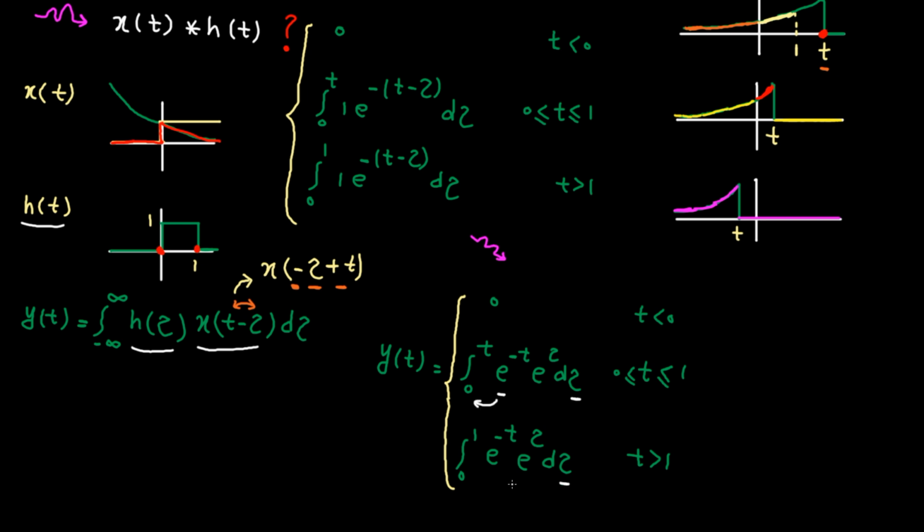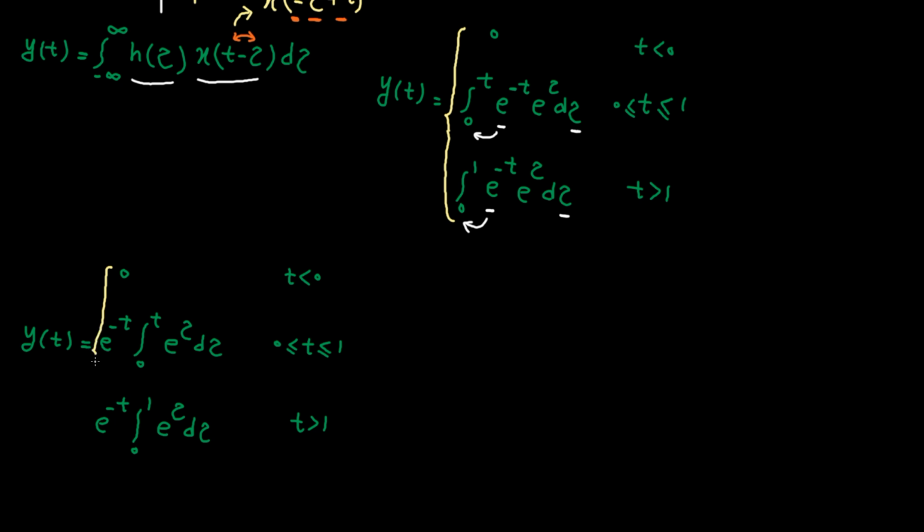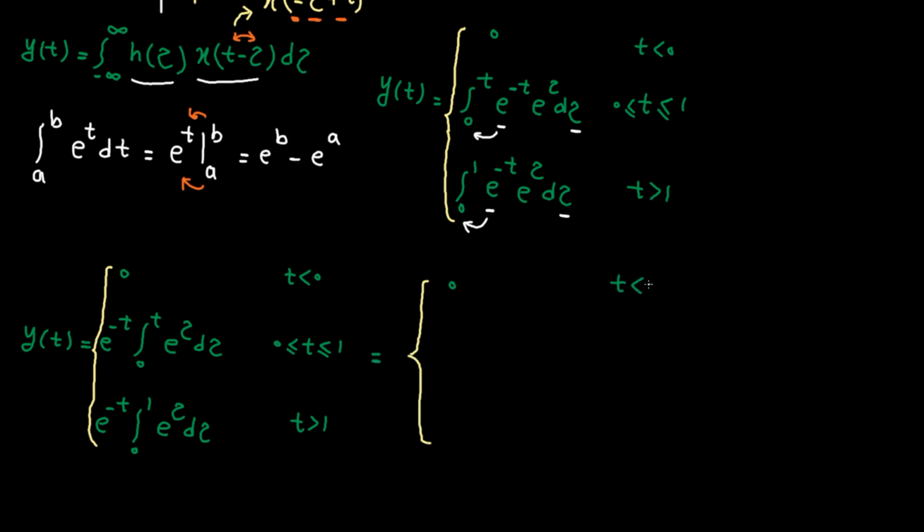The same story here. Let me write y(t) again. I'm bringing e to the power of minus t out. Now from calculus, we know the integral of e^t is equal to e^t. Then to find this definite integral, we need to replace t by the upper and lower bounds and subtract them. Here we go. Let's simplify the integrals.